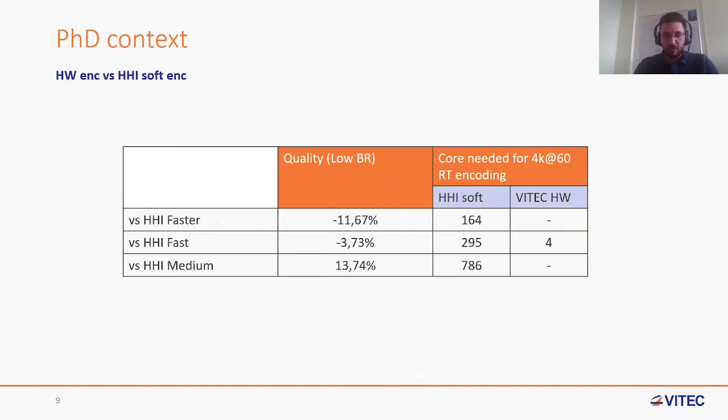In fact, in this table, we compare the performance of the VITEC hardware encoder to the HHE software encoder. The aim of this table is to show the number of cores required when aiming to encode 4K P60 videos in real time. As we can see from the table, the hardware VITEC encoder is actually 80 times more efficient in core usage. In order for the HHE software encoder to be able to process 4K P60 videos, it requires at least 295 cores for its fast mode. This is actually a theoretical study. However, the VITEC hardware encoder in practice requires only 4 cores to process 4K P60 in real time.